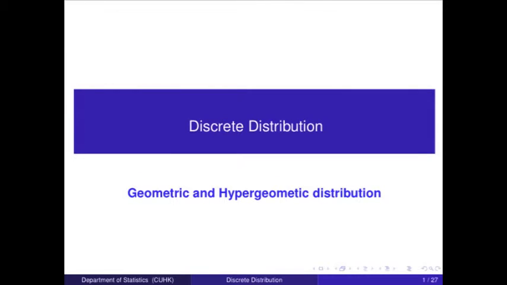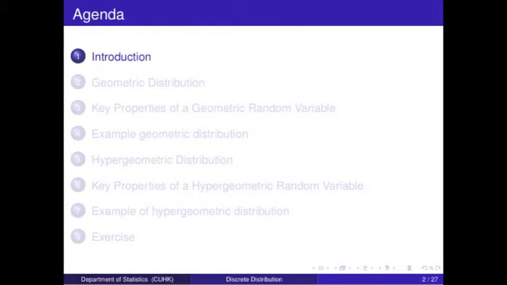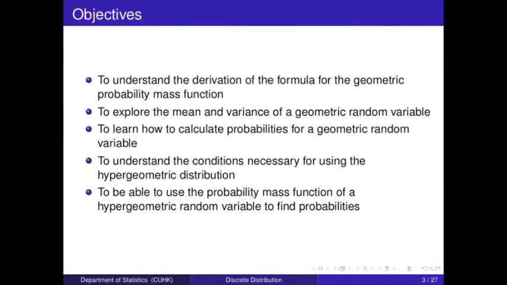In this tutorial, we will introduce two discrete distributions, geometric distribution and hypergeometric distribution. First of all, the objective of this tutorial: we would like you to understand the properties and necessary conditions of geometric and hypergeometric distributions, so that you are able to calculate probability for geometric and hypergeometric random variables.